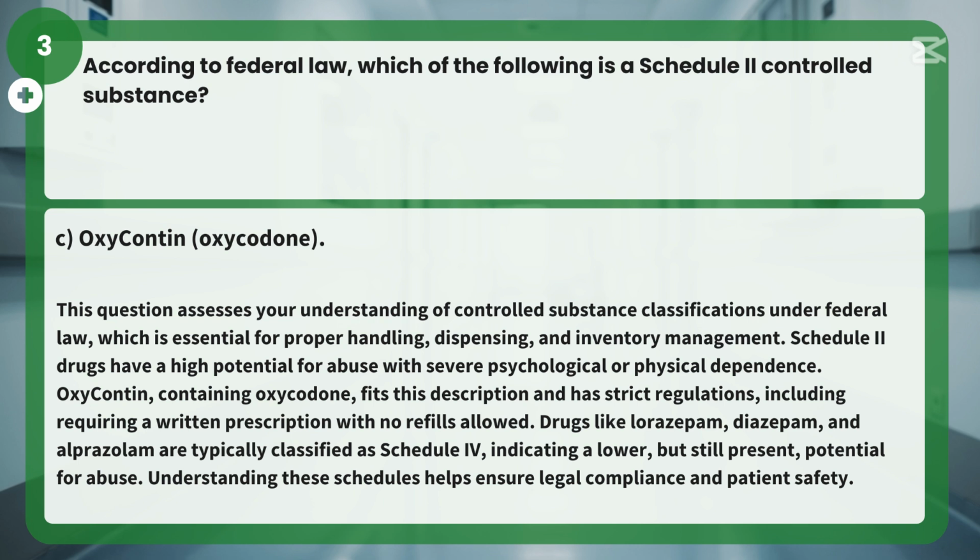Drugs like lorazepam, diazepam, and alprazolam are typically classified as Schedule IV, indicating a lower, but still present, potential for abuse. Understanding these schedules helps ensure legal compliance and patient safety.